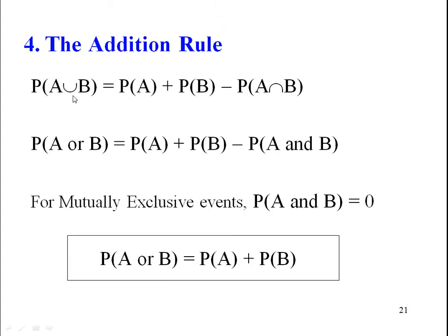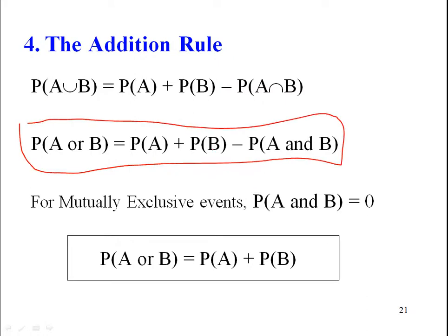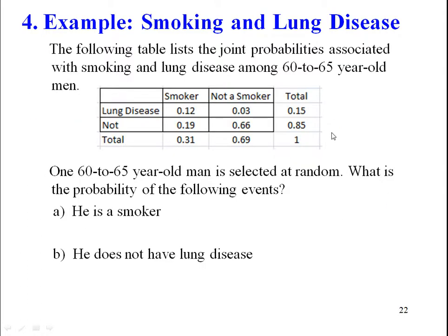Other symbols are the union for or, and the intersection for and. Now, of course, for mutually exclusive sets, the probability of A and B, they can't have anything together, so that's equal to 0, so that goes out, and you can just add them up if they're mutually exclusive. But this is the general rule, this rule always works. If it's mutually exclusive, that term will be 0, so it'll work anyway. So that's the general rule.